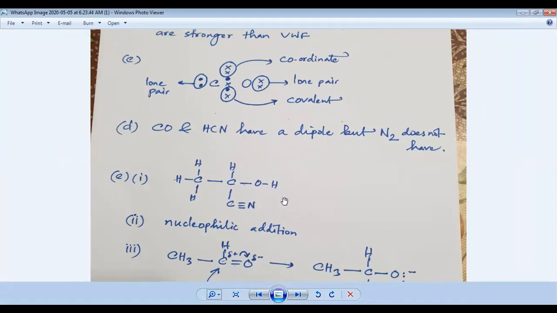This is how we can get this compound. Now, what type of reaction is this? Nucleophilic addition, and I have also drawn the mechanism here for your better understanding, so you can see the mechanism.